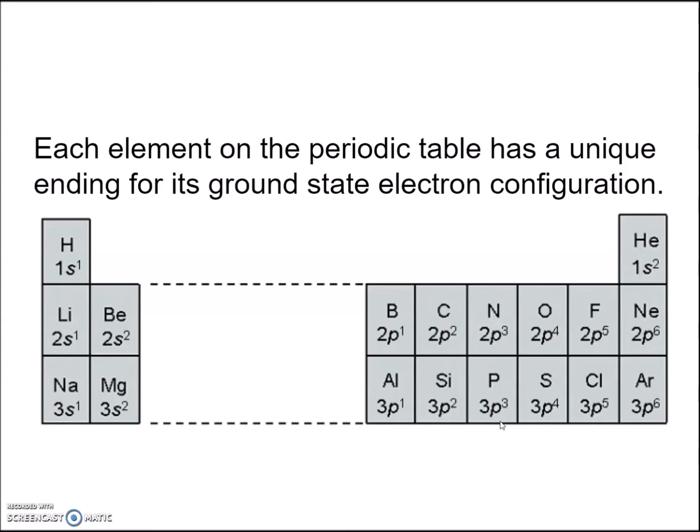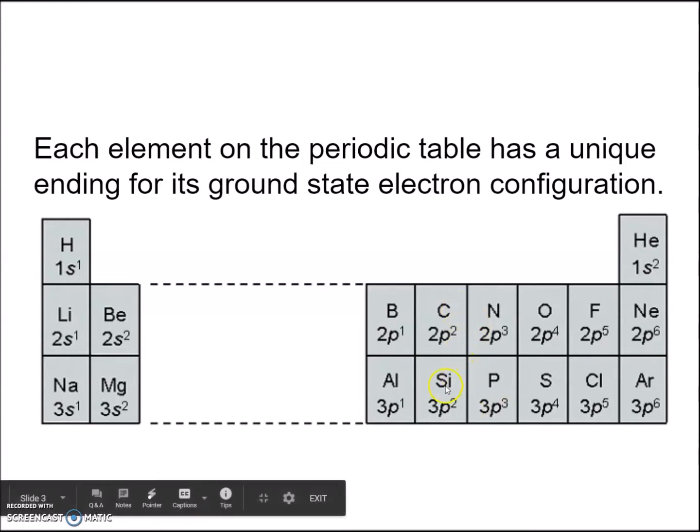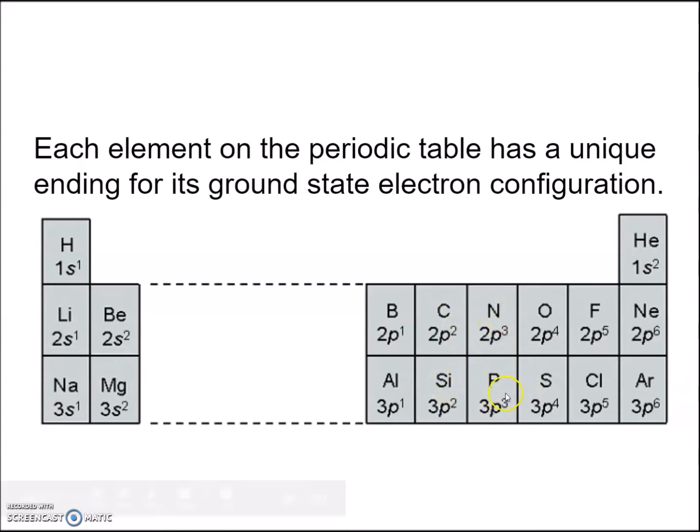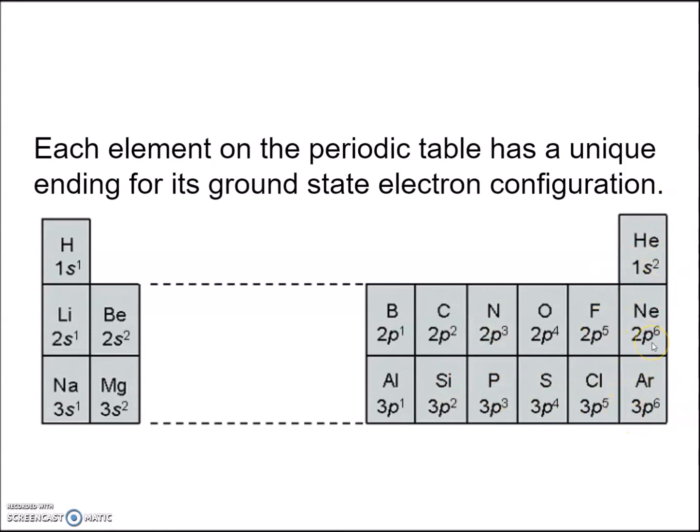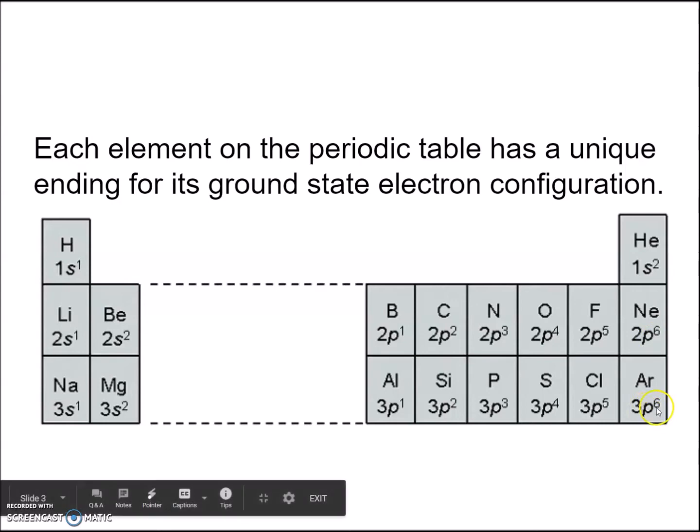And you know from earlier in your study of chemistry that elements are grouped into columns based on how they react. So carbon will react similarly to silicon. Nitrogen will react similarly to phosphorus. Now, the noble gases, this is an interesting one. These are all non-reactive gases. Generally, in the noble gas column, you end with something p6. So neon is 2p6 and argon is 3p6.